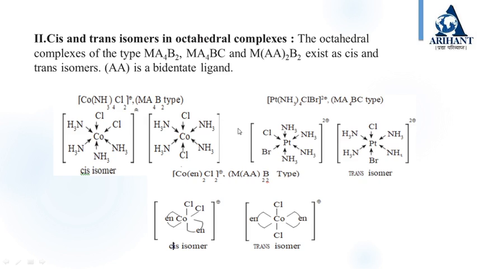See second example, Pt(NH3)4ClBr. It is a type of MA4BC type. Here also we can see the same ligands are on the same side, so it is a cis isomer. And in the second image, we can see the same ligands are on opposite sides, so the dipole moment gets cancelled. So it will be a trans isomer. Same ligands, opposite sides, so trans isomer. Same ligand, same side, cis isomer.